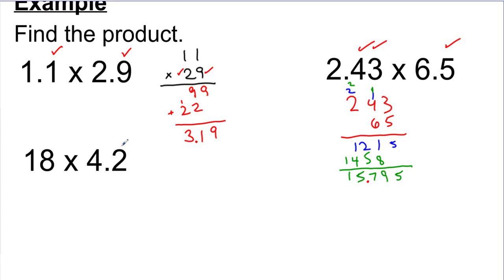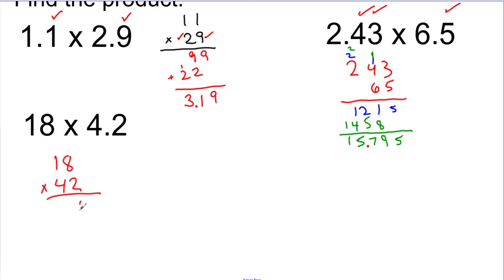Last problem here. We're going to say 18 times 4.2. Again, I can just say 18 and 42. Let's do a little multiplication. 2 times 8 is 16. Carry a 1. 2 times 1 is 2. Plus 1 more is 3.